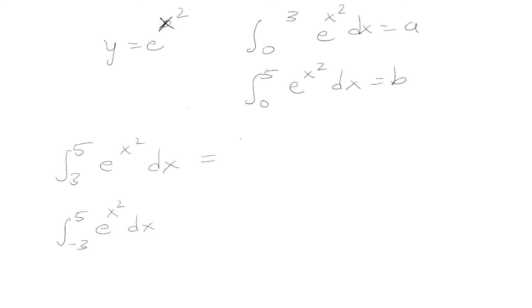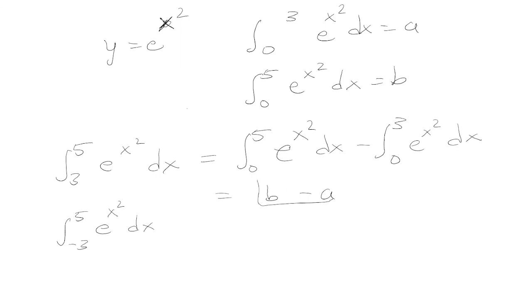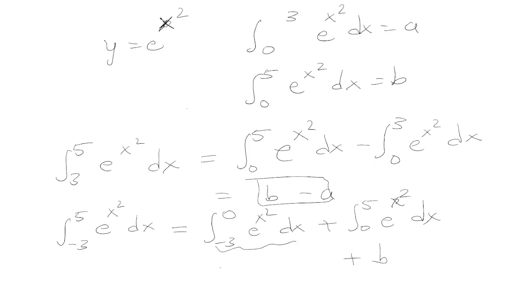Okay, so for this one, we're just going to take the integral from 0 to 5 and subtract the integral from 0 to 3. So 0 to 5 is b, 0 to 3 is a. So that's this integral. Now for this one, we're going to split this up from negative 3 to 0 of e to the x squared dx, and then from 0 to 5. 0 to 5 was given to us as b. This area is going to be the same as the integral from 0 to 3.